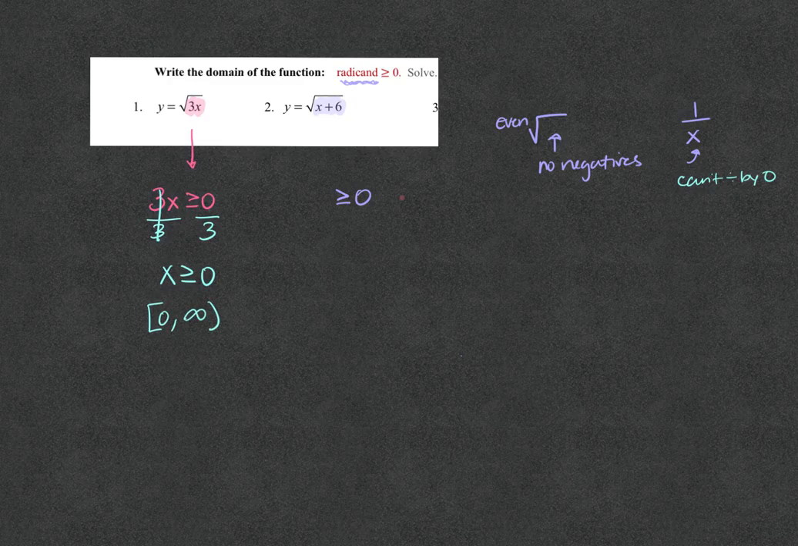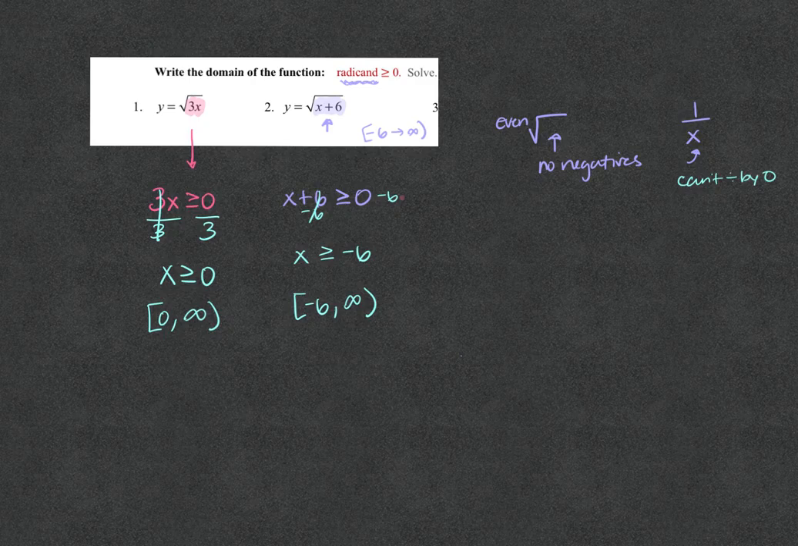Now, with the second one, I think a lot of you, if you asked yourself, well, what would it take to make this equal 0, you would answer -6. So basically, -6 is your starting point. Your domain is from -6 forever and ever to infinity. So let's do it by solving, though. You write your radicand greater than or equal to 0, and then you just solve. Let's subtract 6, and we're going to get that x is greater than or equal to -6. So again, you can write it in its inequality form, or you could say we're going to start at -6, and we're going to go forever to infinity.